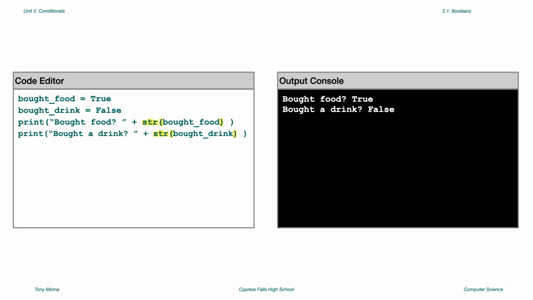Now, suppose I print out the type of the bought food variable. Once again, true is not a string. It's a Boolean, or bool for short. Okay? Remember, types matter in Python. In future lessons, when we start actually creating conditional statements, we're going to need Booleans to do that, not strings. Thus, it's important to remember that when we're working with Booleans, do not put quotation marks around the words true or false.